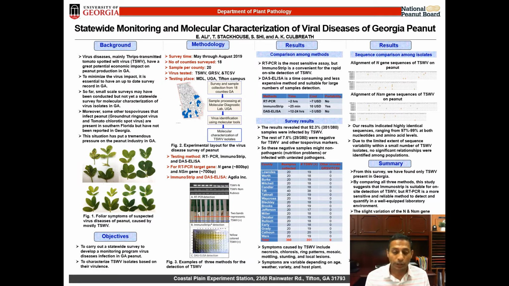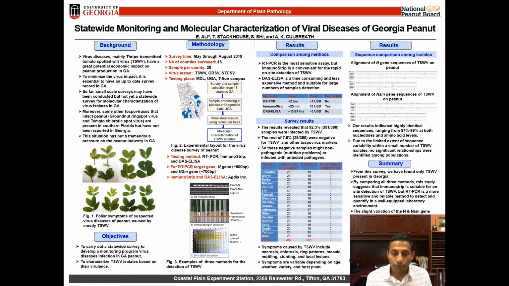Now I'd like to jump into our results section. First, we compared these 3 methods, and based on our results, we see RT PCR is the most sensitive assay for the detection of TSWV. However, ImmunoStrip, as you know, is very convenient for rapid on-site detection of TSWV. DAS-ELISA is a lengthy process, and it's a less expensive method, and it's very suitable for detecting a large number of samples.